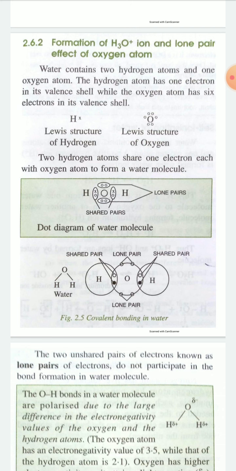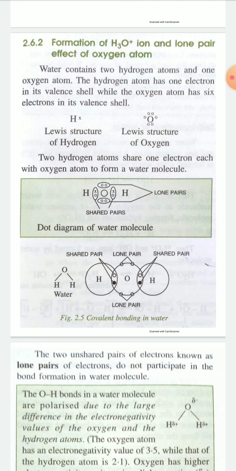Lewis, first, in water there are two hydrogen atoms and one oxygen atom. The hydrogen atom has one electron in its valence shell, while the oxygen atom has six electrons in its valence shell. So the Lewis dot structure of hydrogen is H with a cross, and the Lewis structure of oxygen is O with 6 dots. The cross represents the electron of the hydrogen atom, and the dots represent the electrons of the oxygen atom. So two hydrogen atoms share one electron each with the oxygen atom to form a water molecule.